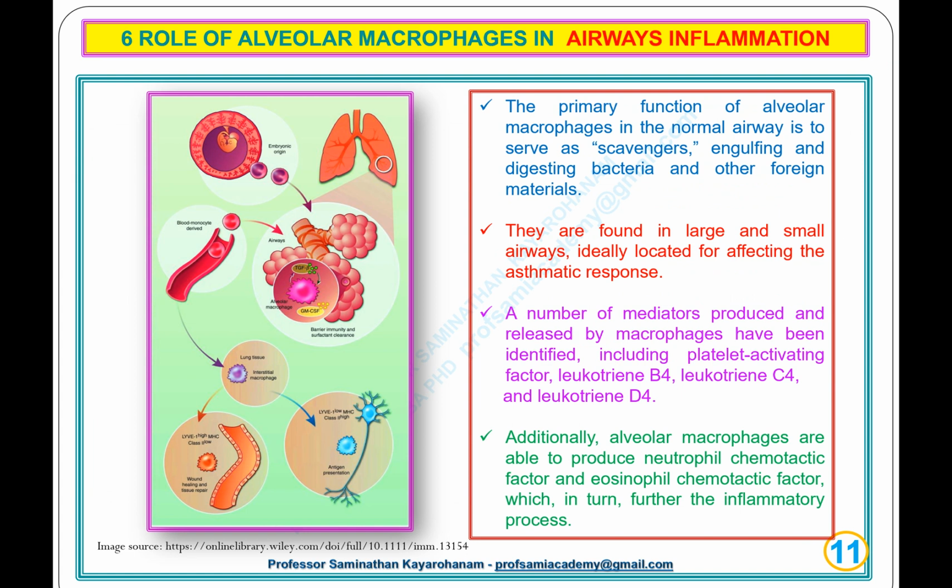Next slide, 6. Role of alveolar macrophages in airways inflammation. The primary function of alveolar macrophages in the normal airway is to serve as scavengers, engulfing and digesting bacteria and other foreign materials. They are found in large and small airways, ideally located for affecting the asthmatic response. A number of mediators produced and released by macrophages have been identified, including platelet activating factor, leukotriene B4, leukotriene C4, and leukotriene D4. Additionally, alveolar macrophages are able to produce neutrophil chemotactic factor and eosinophil chemotactic factor, which, in turn, further the inflammatory process.